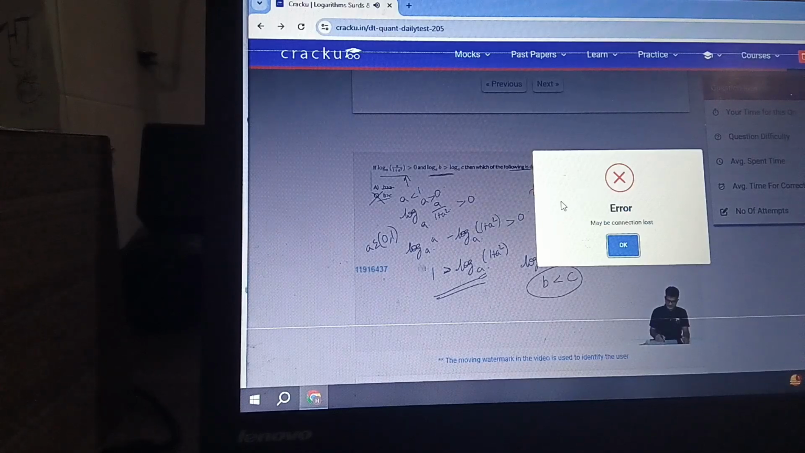The only option which is definitely true is option D, which says that c is greater than b, or essentially that b is less than c. So the correct answer is option D.